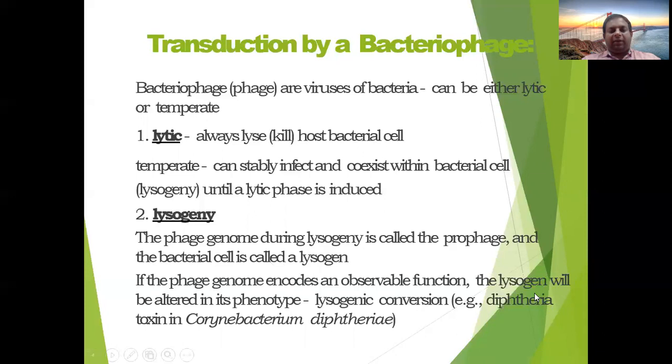One example is diphtheria toxin. Once lysogenic conversion occurs, as I said earlier, Corynebacterium diphtheriae is non-virulent. But once this toxin production ability is gained, it is capable of producing diphtheria toxin and becomes hypervirulent. That's how it occurs.